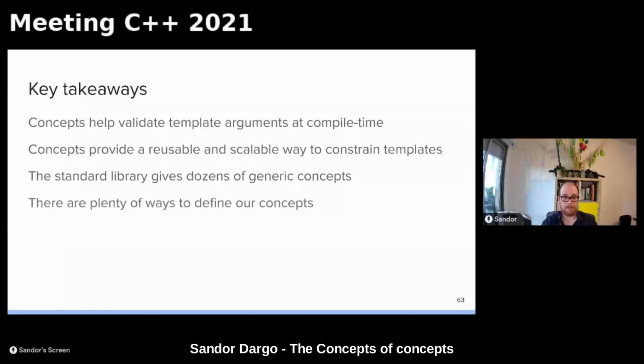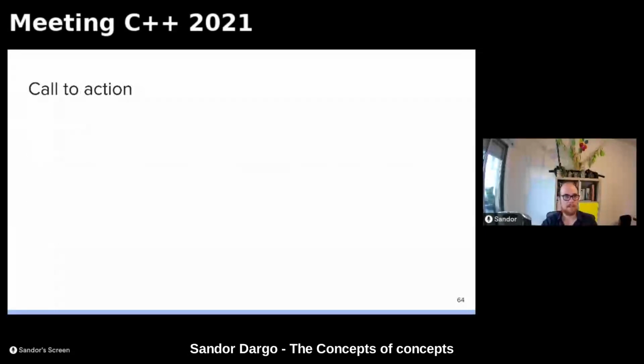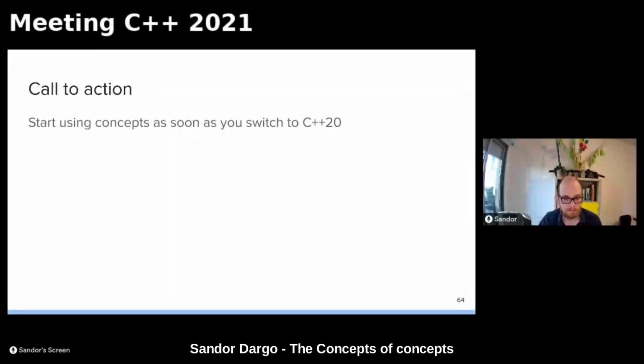There are plenty of ways to define our own concepts. You can really model almost any constraint that you can imagine. We saw the different ways to do that. And I'd also like to share a call to action with you. As soon as you switch to C++20, start using concepts, because it brings templates closer to all developers, because it's so readable, it's so easy to write, and it makes your code safer.